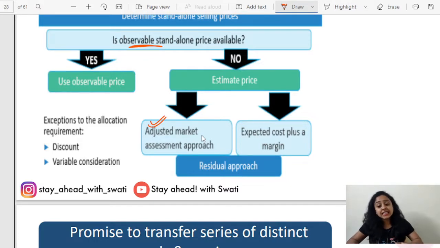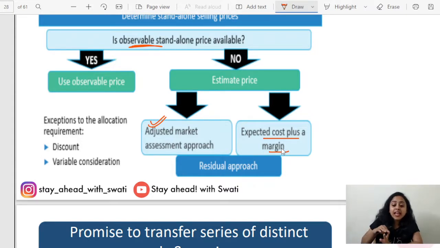Second comes expected cost plus margin. Whenever the good or the service is entirely new and is not being traded normally in the market by different entities, then you cannot take the market price. What you need to do is follow the expected cost, that is your own cost, plus the margin that you intend to add, and the amount that comes is your portion of the transaction price. That price is attached to that particular product or service.